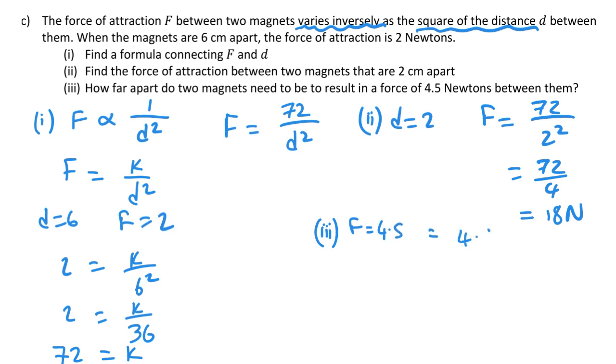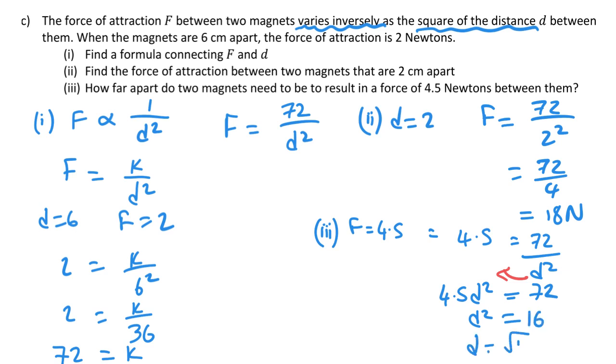So we get 4.5 equals 72 over d squared. Now what we do in equations where the unknown is on the denominator is we bring it up, we multiply up, and what we'll get is 4.5 d squared equals 72. So we could divide by 4.5 and get d squared equals 16, and then d is going to be the square root of 16, which is 4 centimeters.